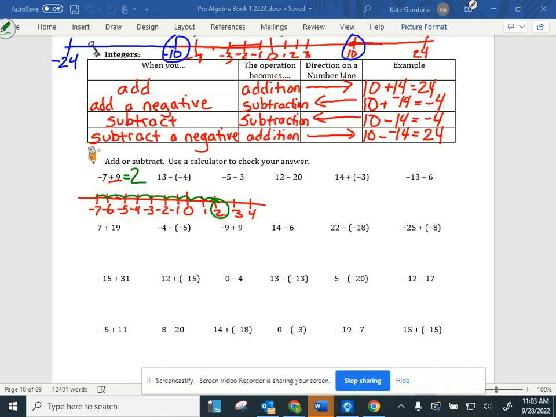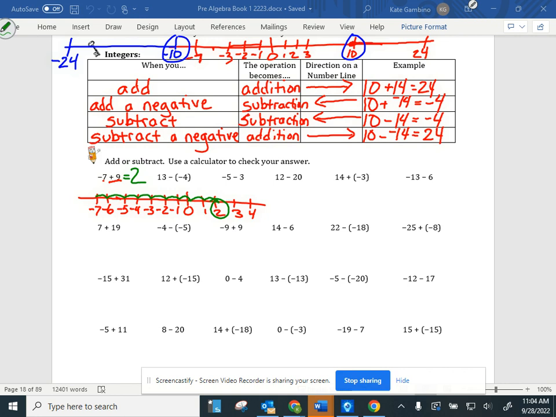Another way of looking at it: negative 7, I know it's 7 away, and I want to get up to 9, so it's 2 more to get to that 9. There are a lot of different ways we can look at solving these problems. The number line is a super easy way. You just count over how many you're going to the right or how many you're going to the left.